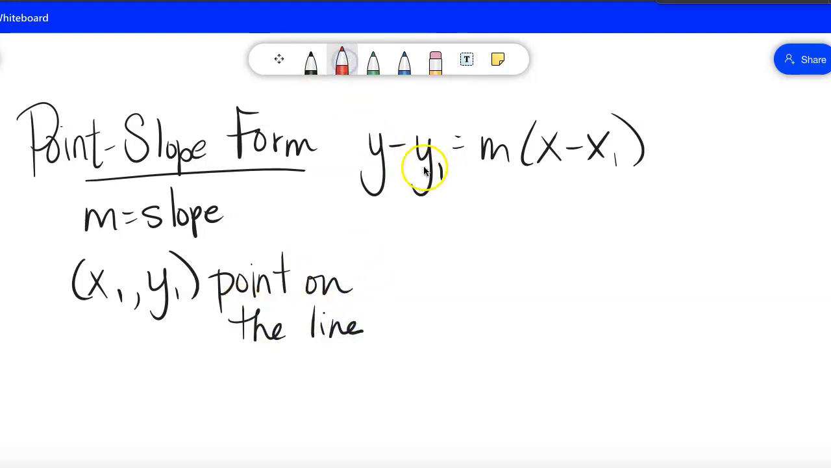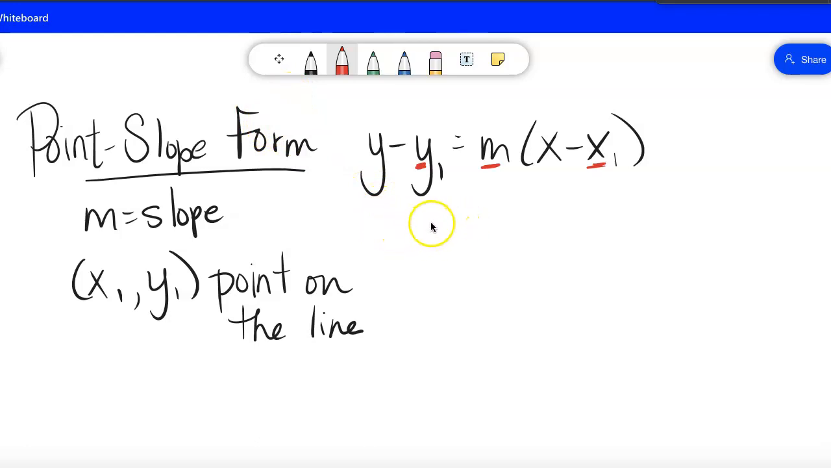And so the numbers that you're going to plug something in for are y1, m, and x1. This regular y that doesn't have a subscript and this x that doesn't have a subscript stay in the equation.